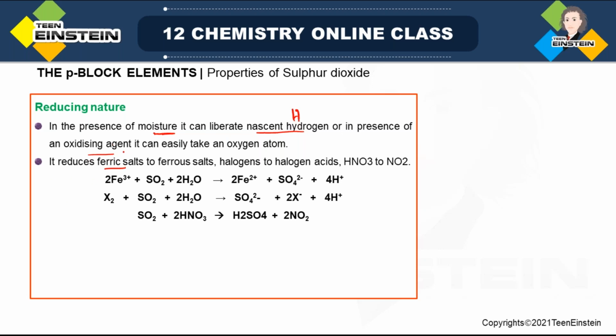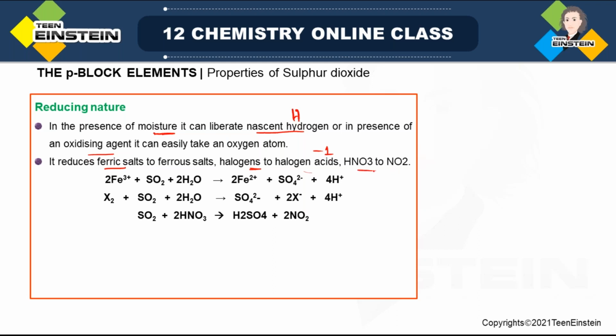It can reduce ferric salt, that means Fe3+ salt to Fe2+ salt, which is ferrous. Halogens to halogen acid, that means halogen is in zero oxidation state, but when it is present in halogen acid, now it will carry -1 charge. That means it has gained electron. So this electron that is gained by halogen is actually given by SO2. So that is why SO2 is reducing in nature.